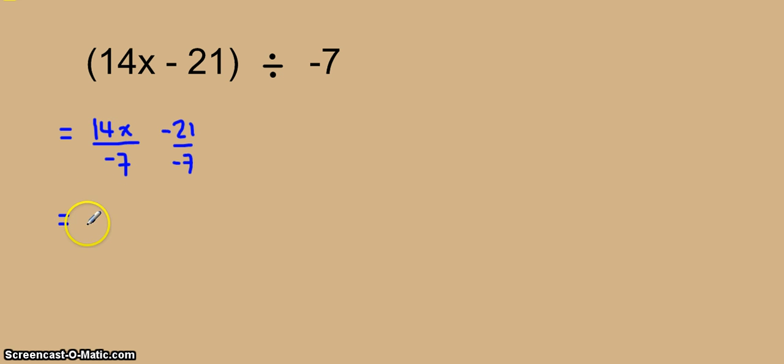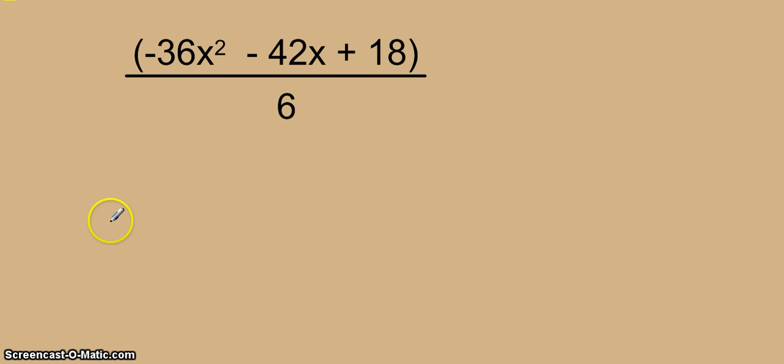14x divided by -7 is -2x. And -21 divided by -7 is positive 3. So this is our final answer. You may also see a division question written like this.